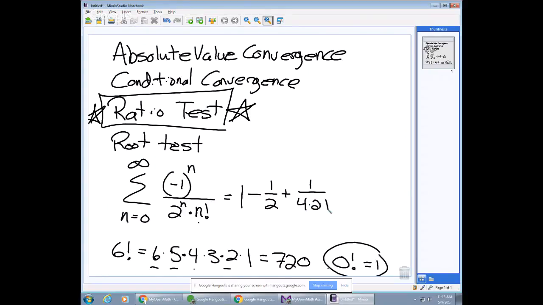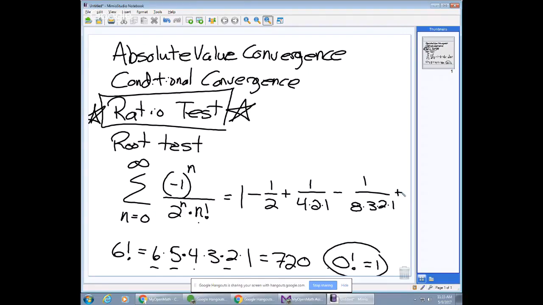2 factorial is 2 times 1, not 21. 2 times 1. And then the third power will be negative, minus 1 over 2 cubed is 8 times 3 factorial, which is 3 times 2 times 1. So you kind of get the idea of this series.